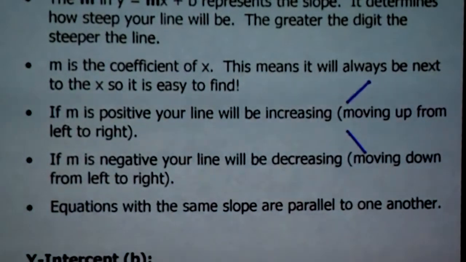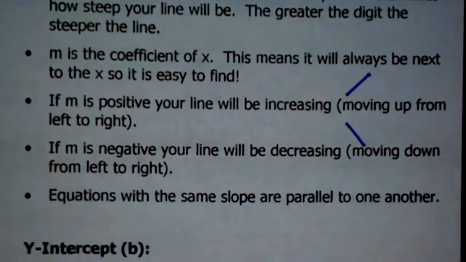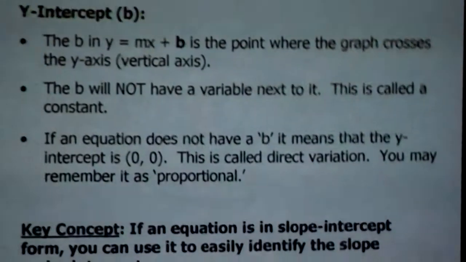Equations that have the same exact slope, and you probably saw this from calculator lab, end up being parallel to each other. So if equations have the same exact m but different b's, they're going to end up being parallel. They'll never touch. Can't touch this.